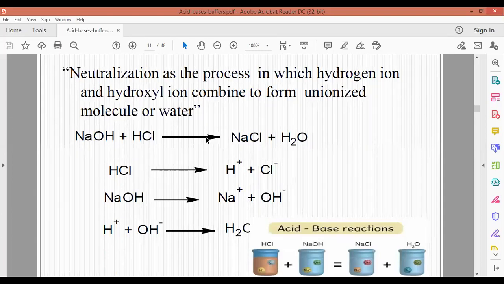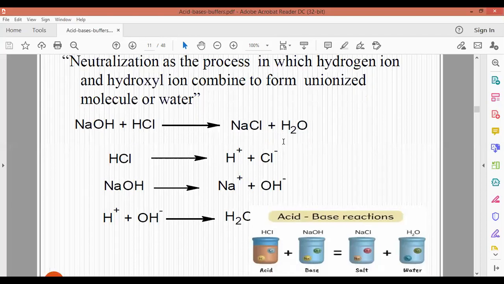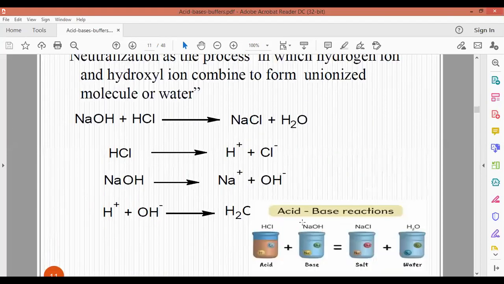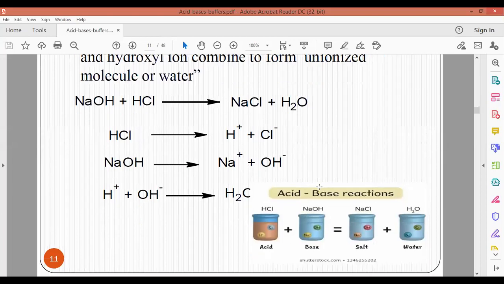Here, look, I have given you an example as well. When NaOH reacts with HCl, there is a formation of salt and water. HCl gives H+ plus Cl minus, NaOH gives Na plus and OH minus. When this H+ as well as the OH minus react with each other, there is a formation of an unionized molecule. Acid and base react, forming salt and the water molecule. Nothing but the neutralization process. This is all about the Arrhenius theory.